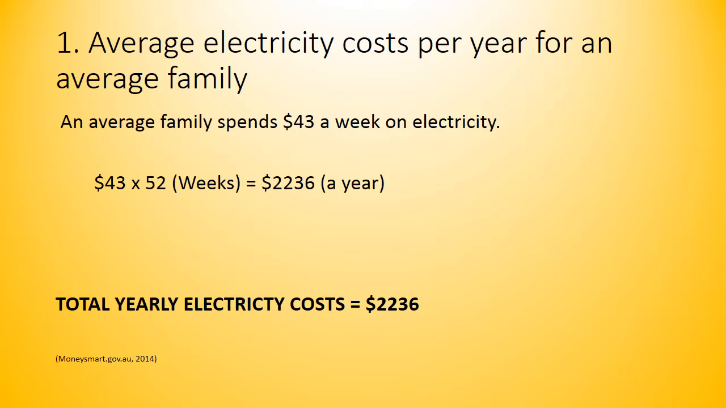An average family spends $43 a week on electricity. So we get this $43, we multiply it by 52 weeks per year, and this will give us $2,236. So our total yearly electricity cost is $2,236.